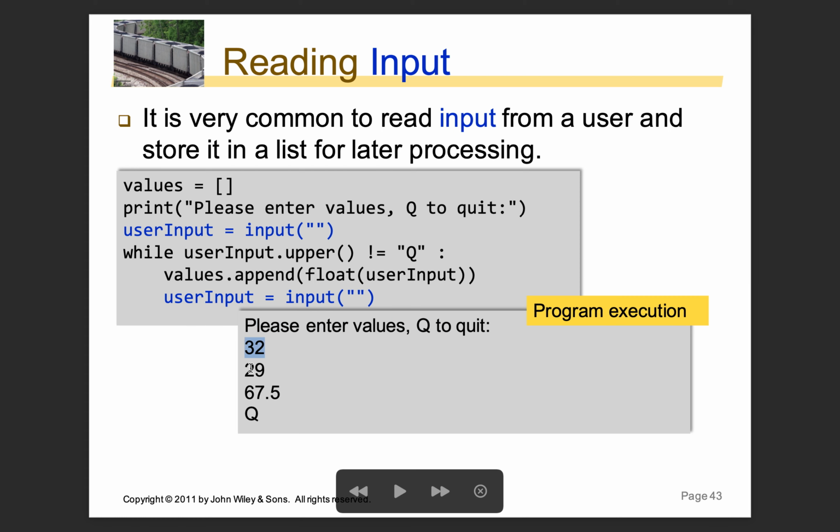So the program execution will print, please enter values or Q to quit. We enter 32, we enter 29, we enter 67.5. When we enter Q, it stops the program. Our actual list is only going to hold the values 32, 29, and 67.5. This Q value doesn't get added to our list, right? Because the Q value gets entered at this point, and then we check the condition. It never hits this append whilst the user input is the Q value.